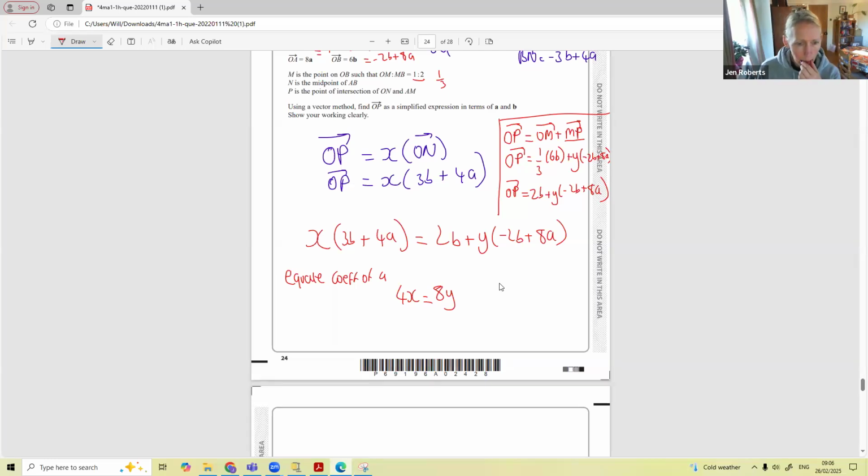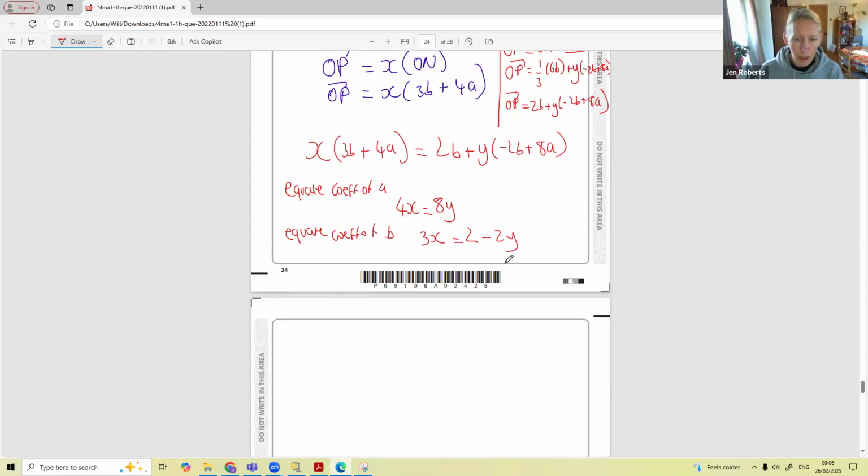Now we're going to equate the coefficients of B. If I expanded these brackets, it'd be 3Bx. So the coefficient of B is 3x. On the other side, if I expanded these brackets, I have minus 2By, and this is a 2B here. So the coefficient of B here is 2 minus 2y.